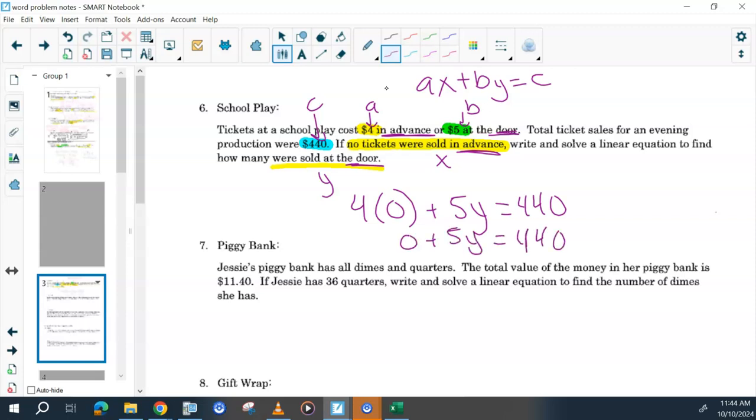Because we put in that 0, that part is just going to be 0, and we can divide both sides by 5. What is y? 88 what? Tickets would be fine. If you want to be more specific, sold at the door. Either of those is fine.